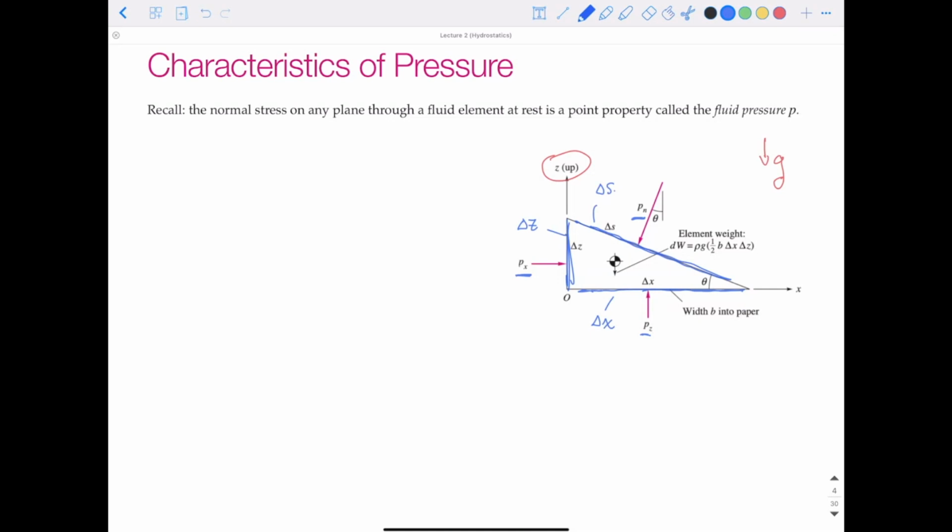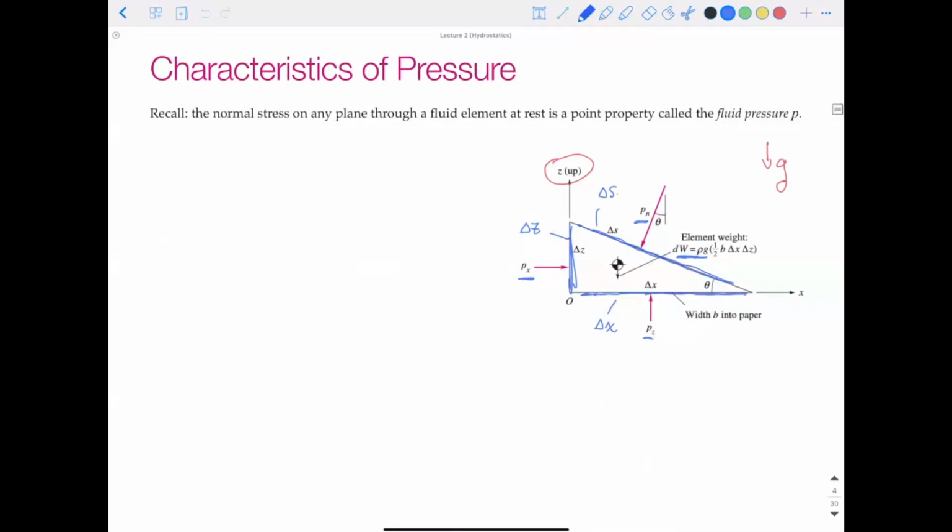So we have those three forces due to the pressure. And then lastly, we have the weight for this differential wedge element, dW, which is equal to rho times gravity times the unit volume. So delta X times delta Z times 1/2, and times B. We'll just say B is the dimension into the page, and we'll just say it's a unit dimension.